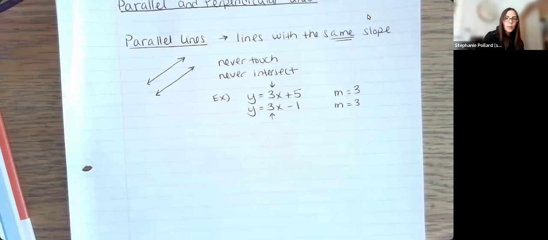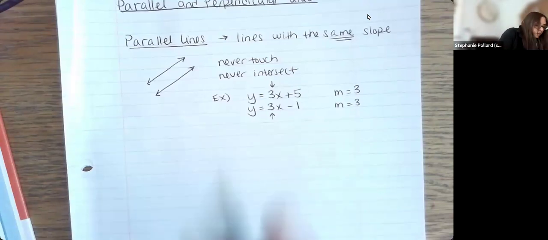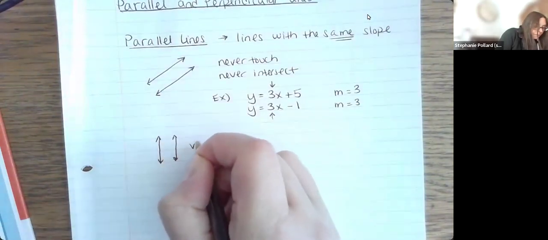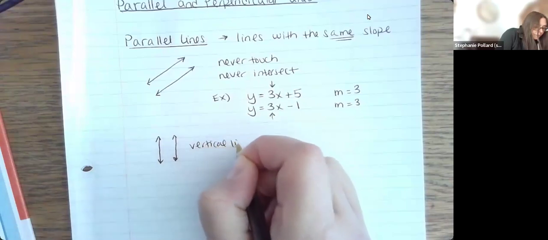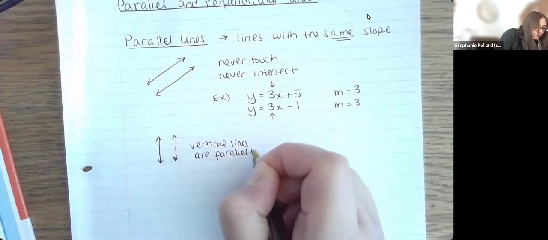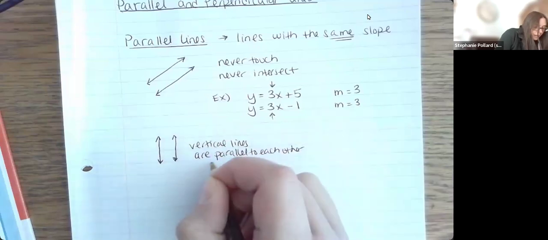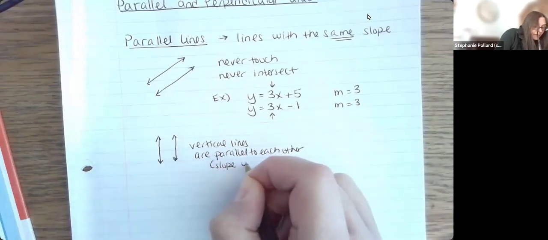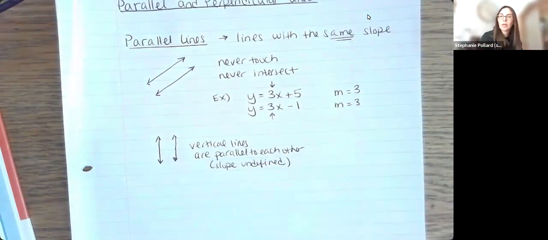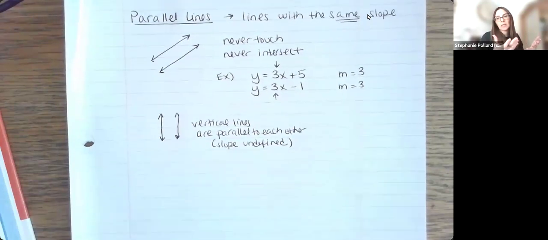Other lines that are also parallel: vertical lines are parallel to each other as well. And of course, so are horizontal lines, but the reason I mentioned vertical is because technically they don't really have a slope, right? Their slopes are undefined, but they still qualify as parallel.